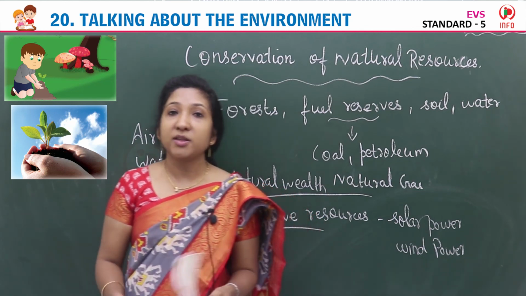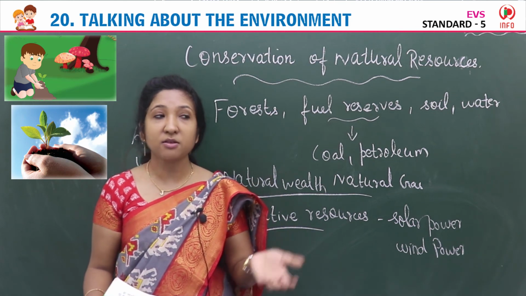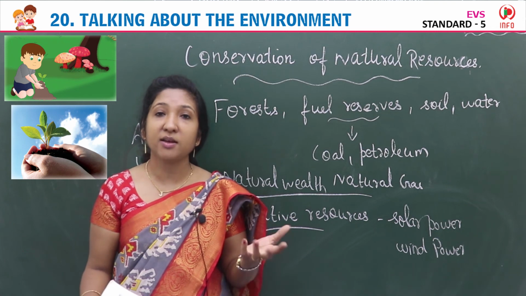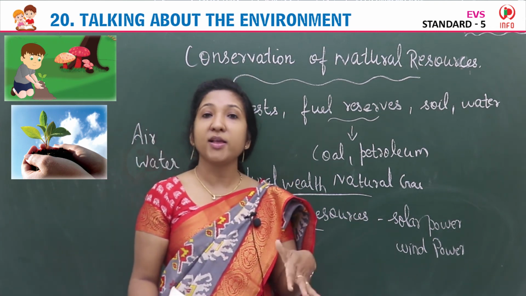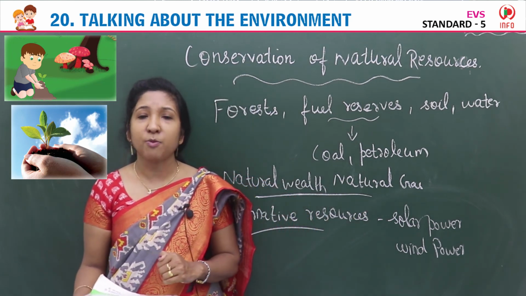Now we will see about the effects of this pollution. Already you know, because of human activities and growing population, what is happening? Pollution is happening more on the earth in terms of air, water, noise, soil, and land pollution. So what are the effects of this pollution? Let us see.